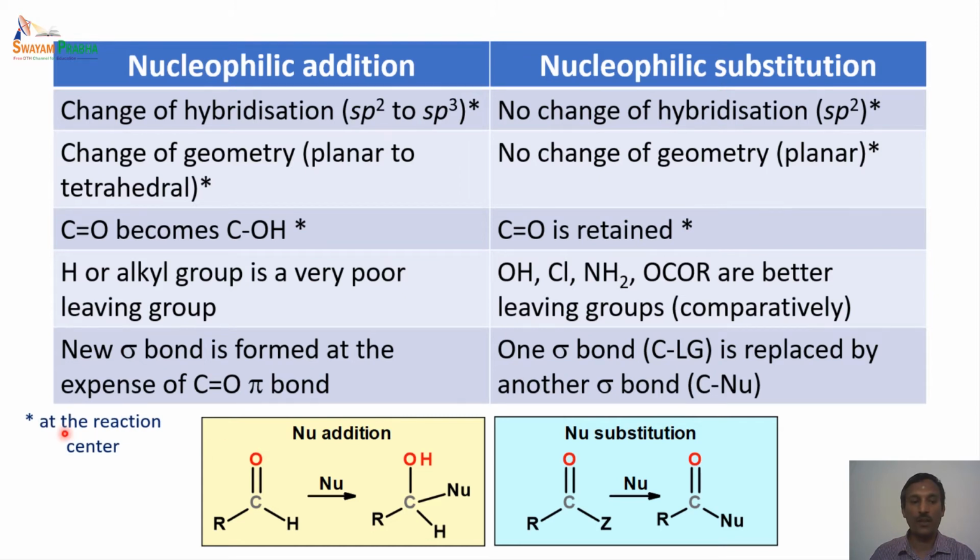So as I mentioned, the star indicates it is at the reaction center. So all the change of geometry, hybridization, all this happens to the reaction center. So this is the reason aldehydes and ketones undergo nucleophilic addition, whereas acid and its derivatives undergo nucleophilic substitution reaction.